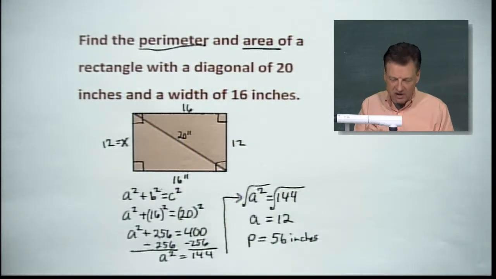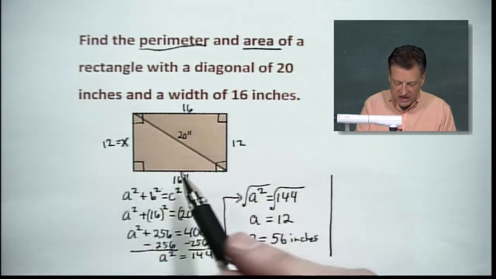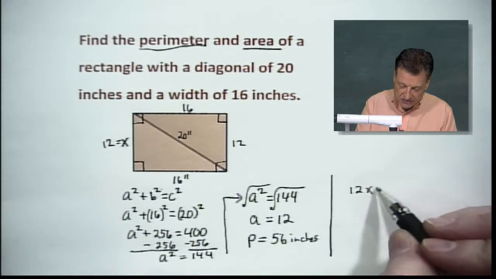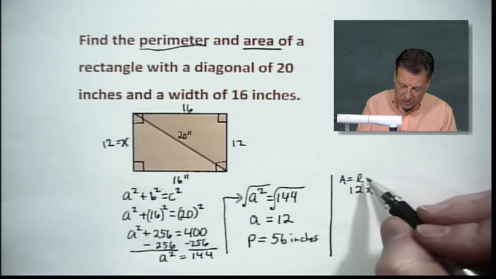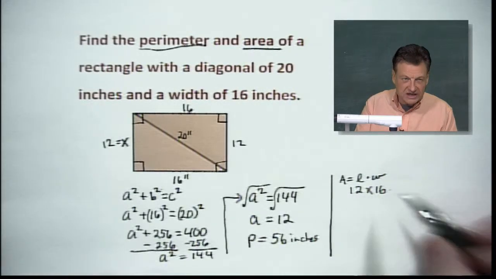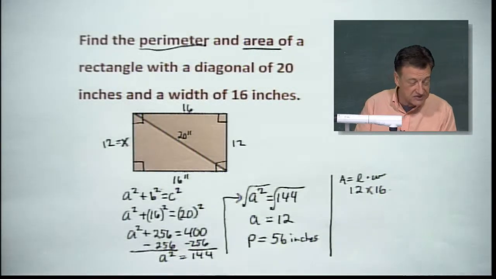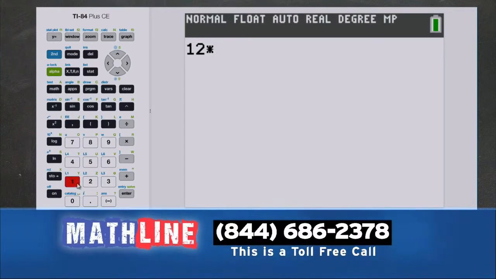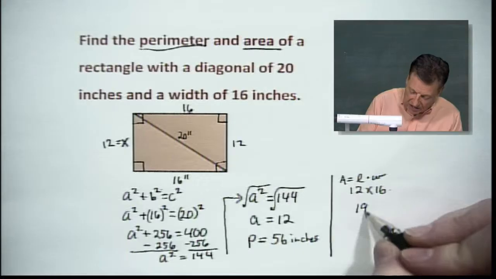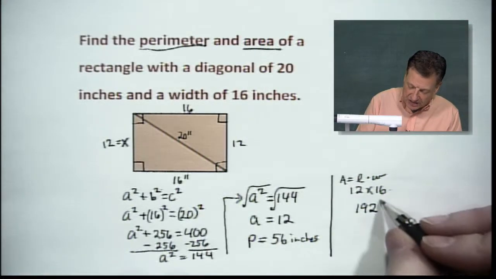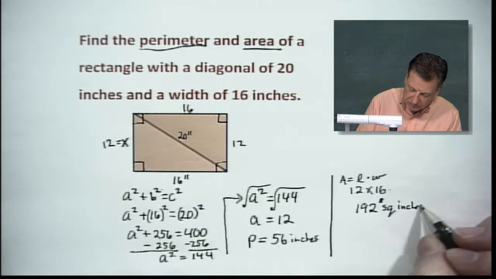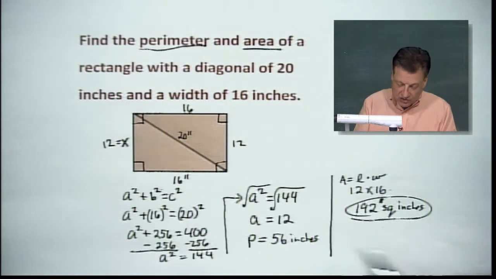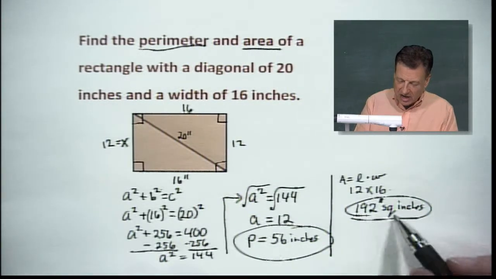Not square inches, that's area. Now for the area, we're going to take 12 times 16, because area is length times width. Let's hit the calculator on that one and see what we get. I'm getting 192. So it's 192 square inches. And there's your value there. So perimeter, just inches. Area, square inches.